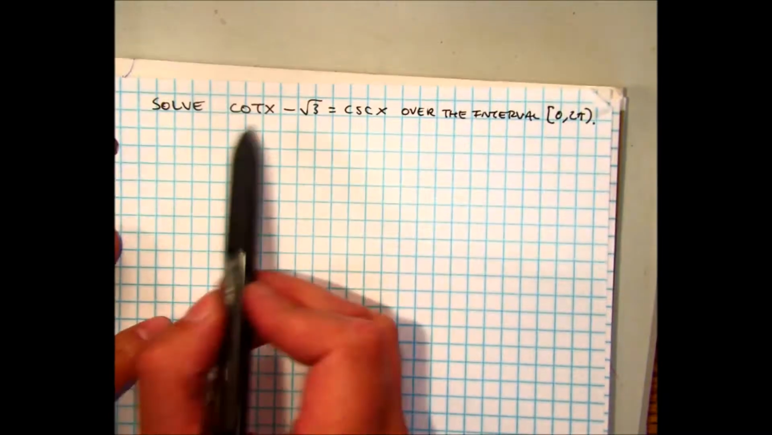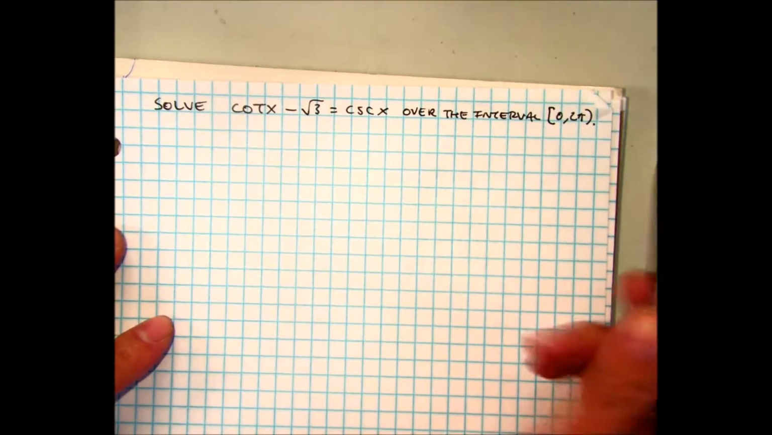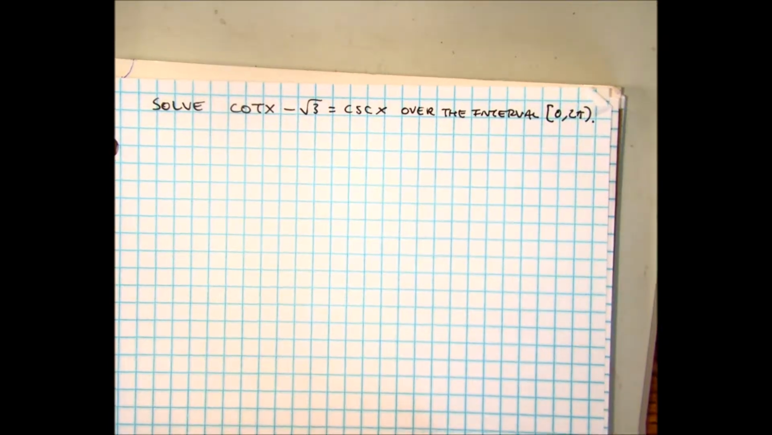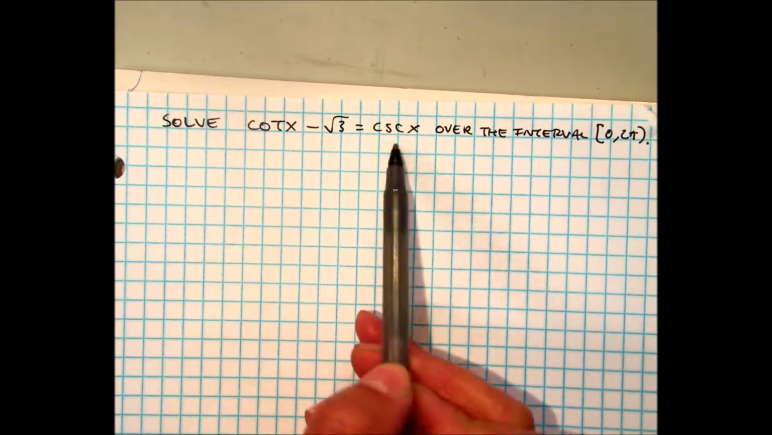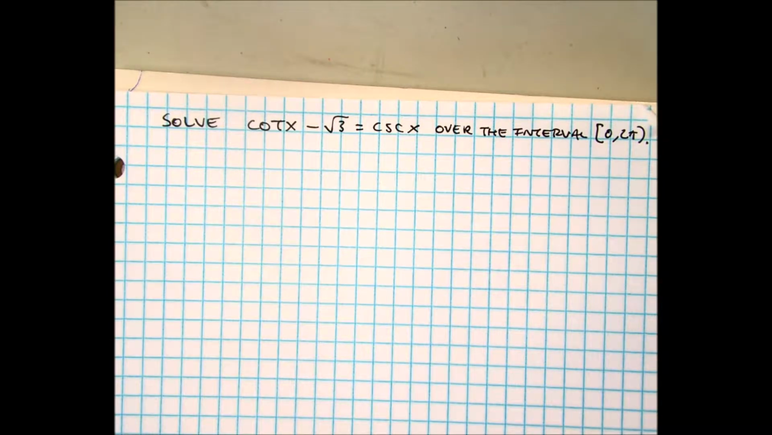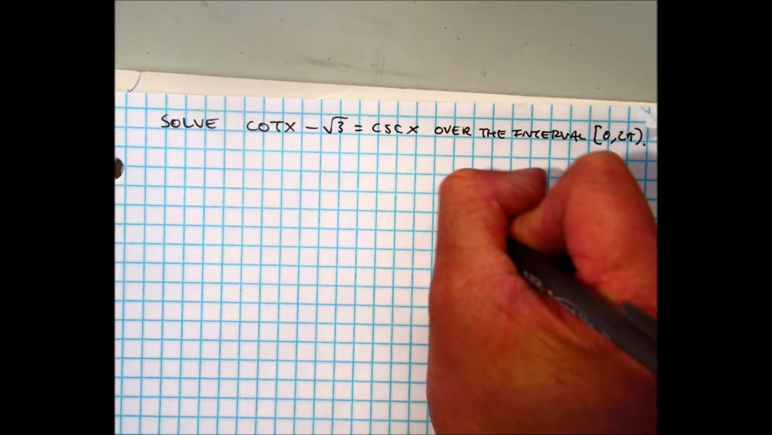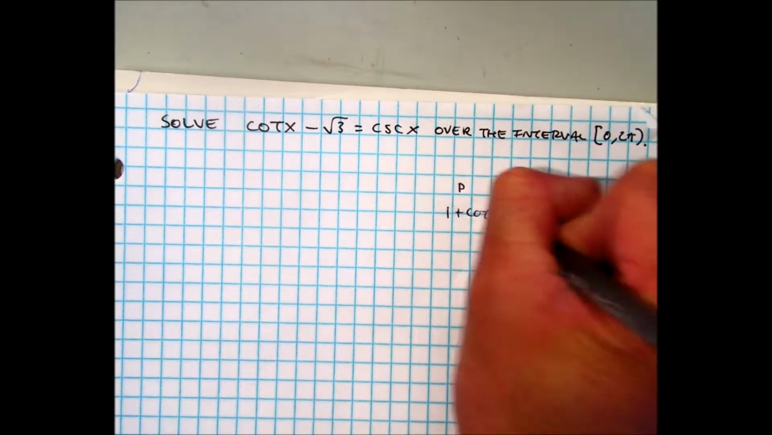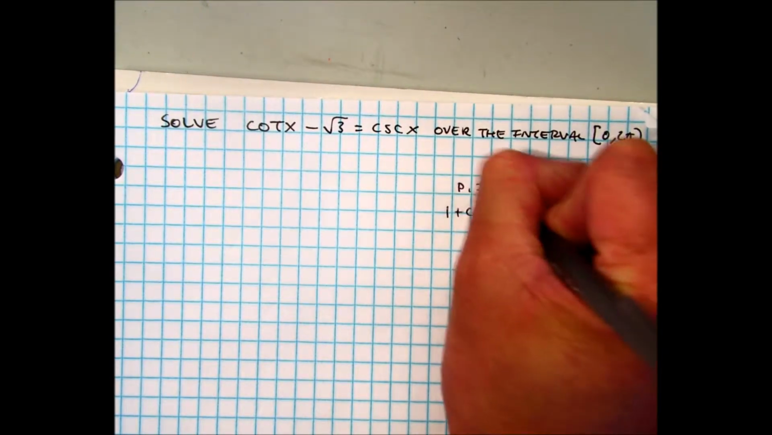Solve cotangent x minus radical 3 equals cosecant x over the interval 0 to 2 pi. In this problem, you should recognize that they're not the same trig function. Put your finger on an identity that has both cotangent and cosecant. What do you have to use? 1 plus cotangent squared equals cosecant squared.